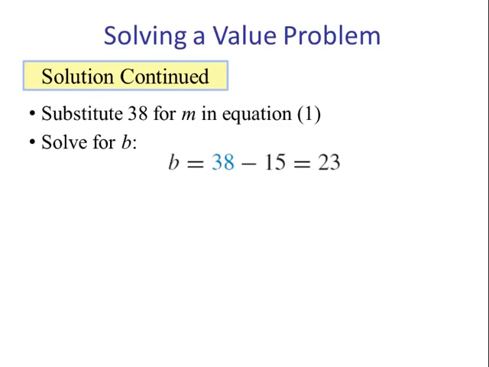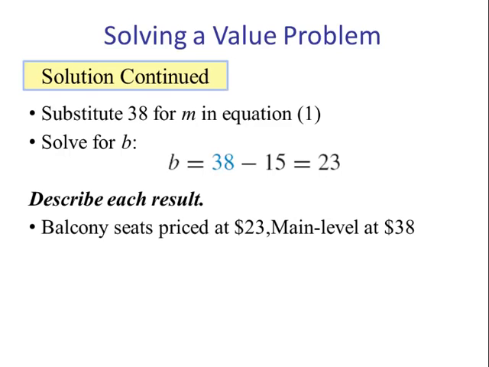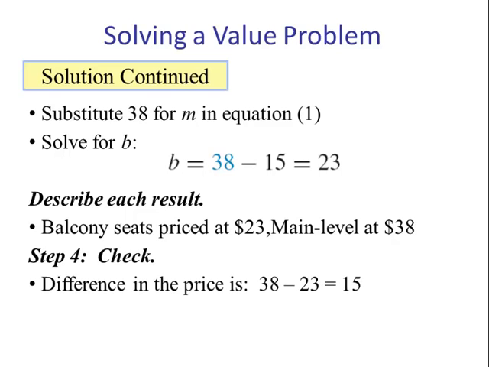So we have B equals 38 minus 15, which is 23. So the balcony seats are priced at $23, and the main level seats are priced at $38. Last step, we check. So the difference in the price will be M minus B, and that should be equal to 15, and it is.